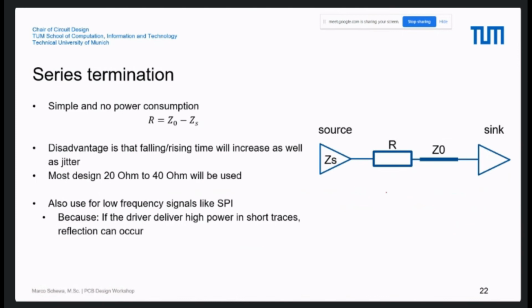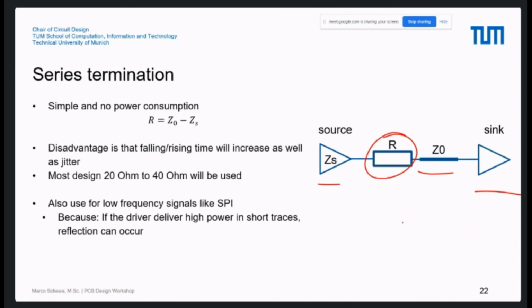So one technique is series termination. That means you have a transmission line, your source, sink, and directly after the source, you put a resistance. The disadvantage of this resistance is that you will lose falling and rising time, and of course the jitter can increase because you have a small voltage drop. Normally this resistance is about 20 to 40 ohm. You can also use it for very slow signals like SPI, I2C, and so on.